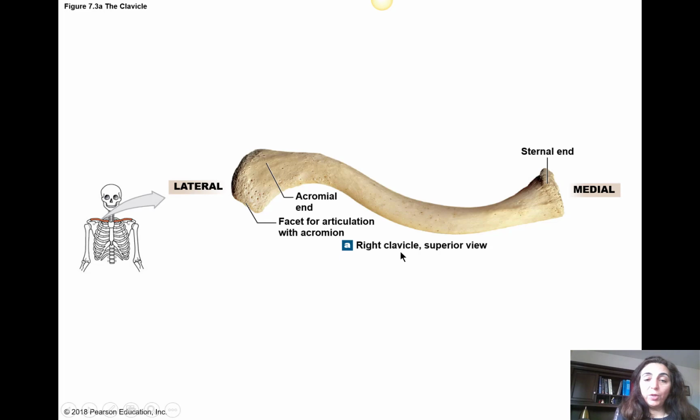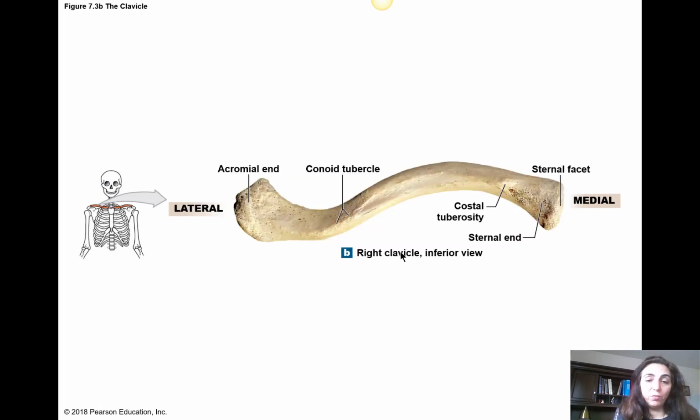And this is the superior view. As you look, you don't see much of the stuff on the superior view, compared to the inferior view that you're looking at here. Again, you have the sternal end and the acromial end. But you see that you have a groove here. On the side of the sternal end, you have the costal tuberosity, and on the side of the acromial end, you have the conoid tubercle. So if you look here, this was the acromial end, right?